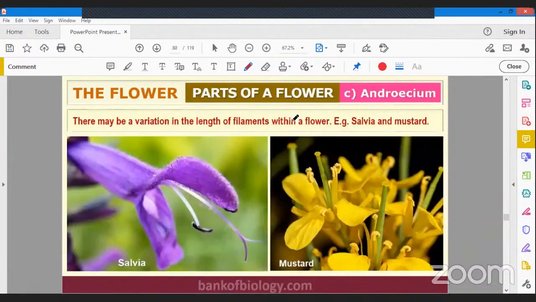Done. So next part. There might be variation in the length of filaments within the flower. Usually the filaments will not vary within the species, but in some cases they'll vary, for example in the case of salvia and mustard. So usually they are all the same. Okay, so remember this.